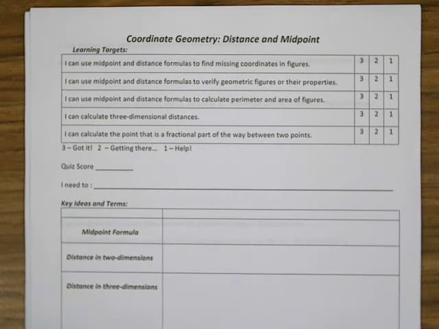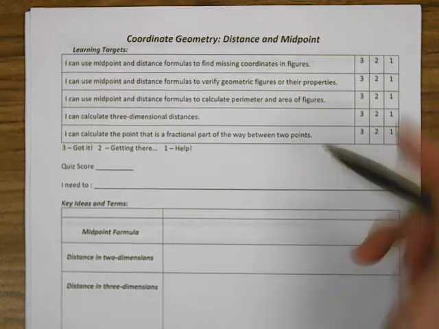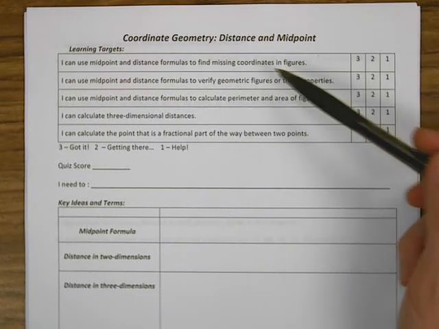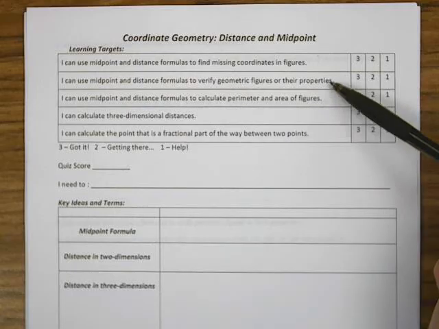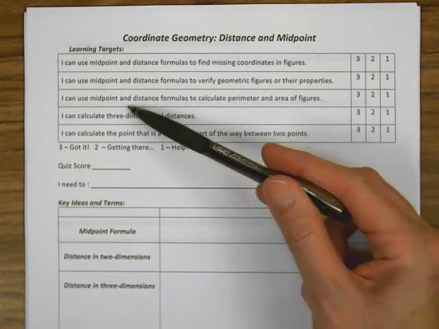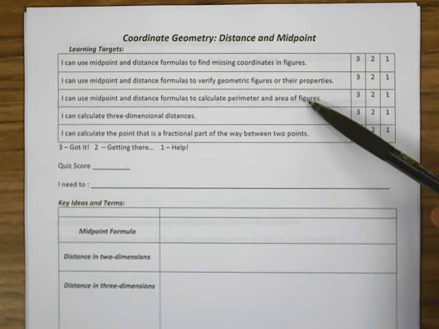Our second unit in coordinate geometry deals with distance and midpoint, both of which are topics we've previously discussed. If you see the learning targets, I can use midpoint and distance formulas to find missing coordinates and figures. I can use midpoint and distance to verify geometric figures. I can use midpoint and distance to calculate perimeter and area.